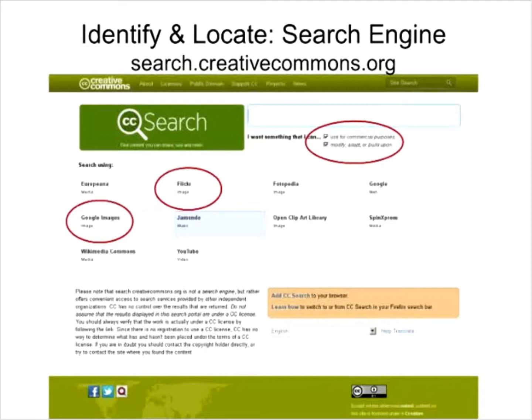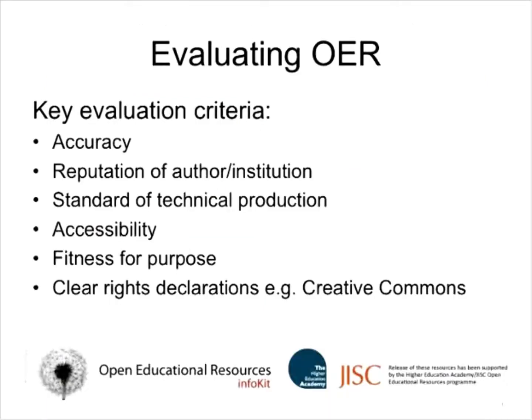A search engine that I've found to be extremely valuable is hosted by Creative Commons. It searches several different websites and returns results based on your keyword, as well as how the content is licensed. I find it by far the easiest way to locate images that have been licensed for reuse. And you can see here it also searches for videos, for music. And again, you can select exactly how you want to use the information, whether it's going to be for commercial purposes and whether you want to modify it at all.